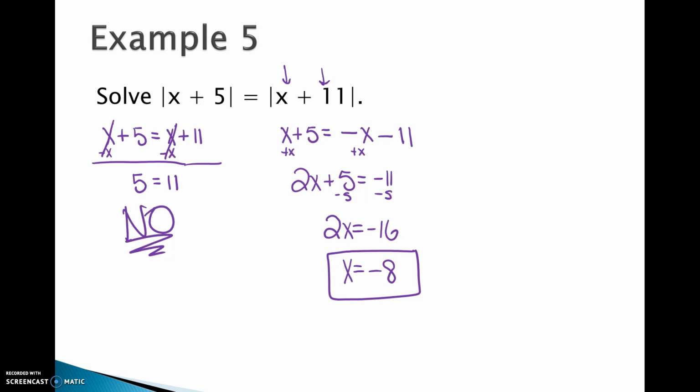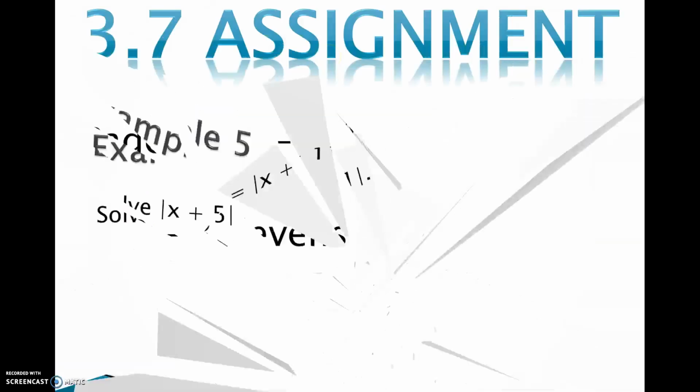Ta-da! Okay, so one more time. Get the absolute values by themselves, then write two equations. If you have an absolute value on both sides, one equation is exactly what is given to you without the bars. The other equation, keep the left side the same. On the right side, it's like you're multiplying everything on the right side by -1.